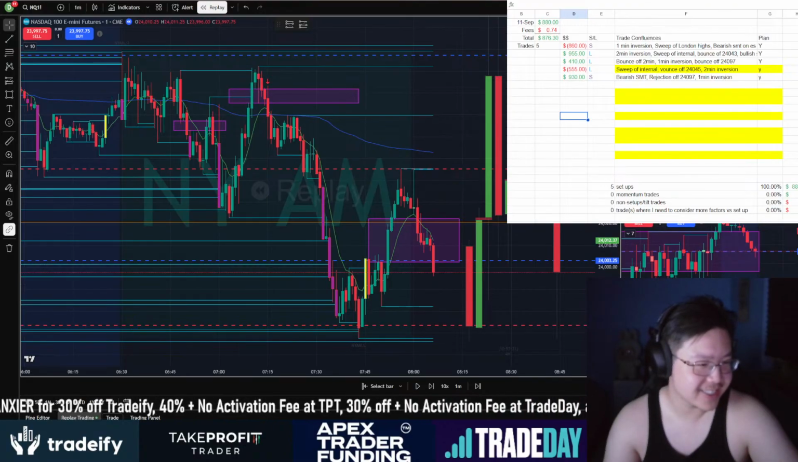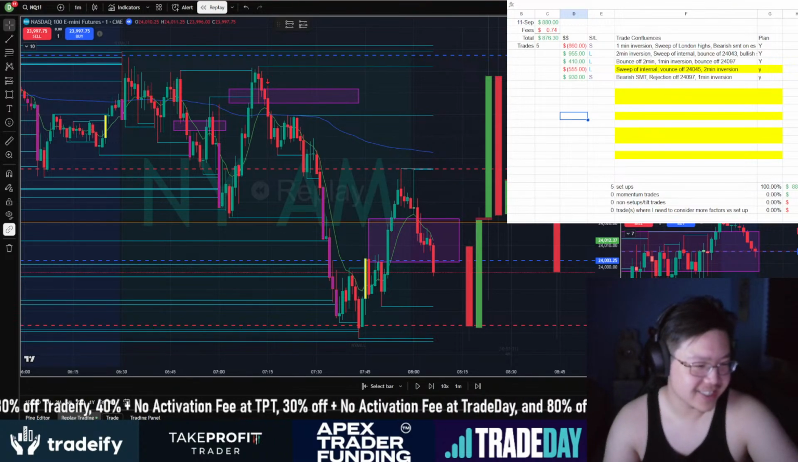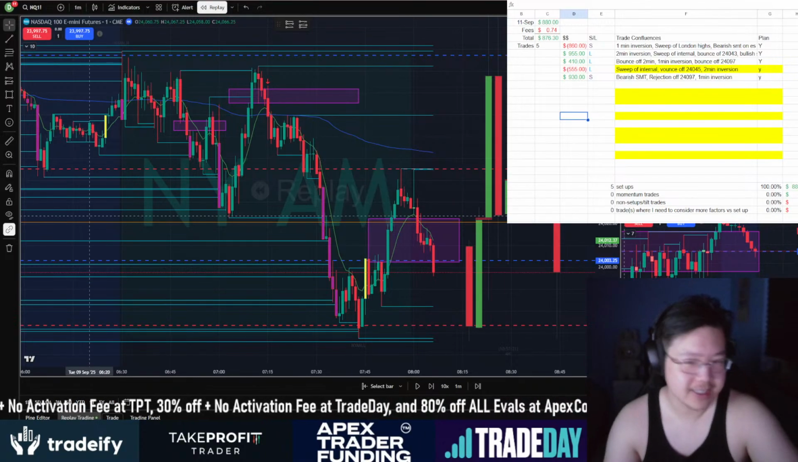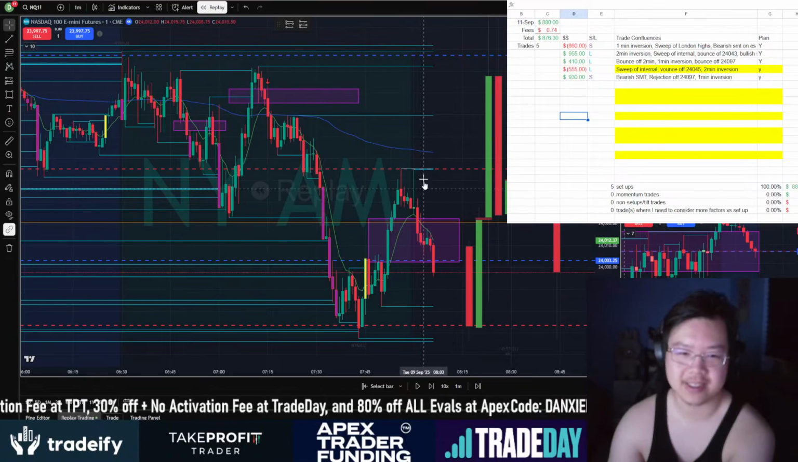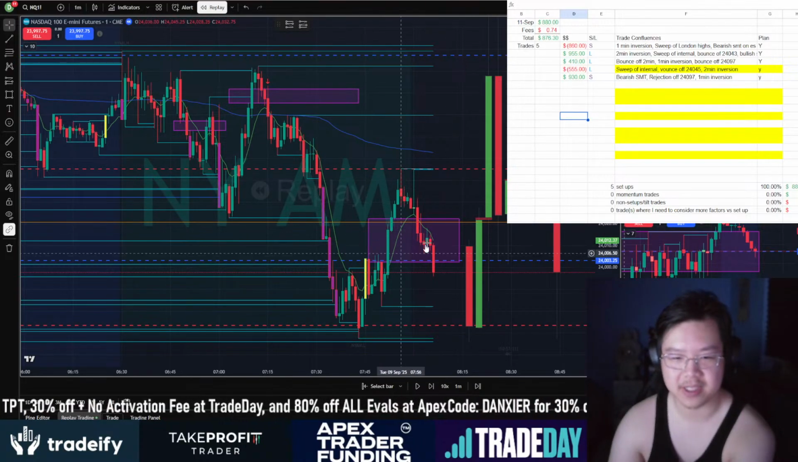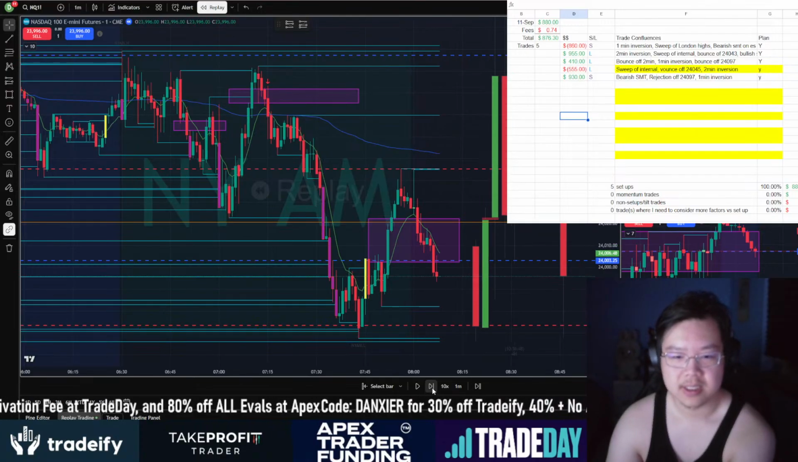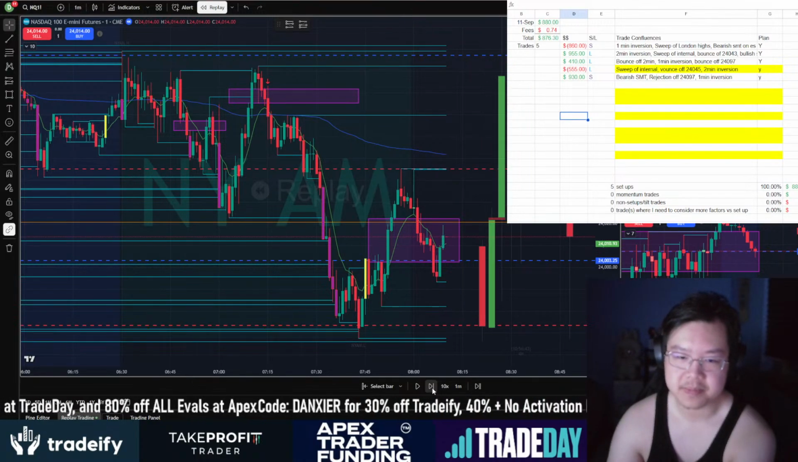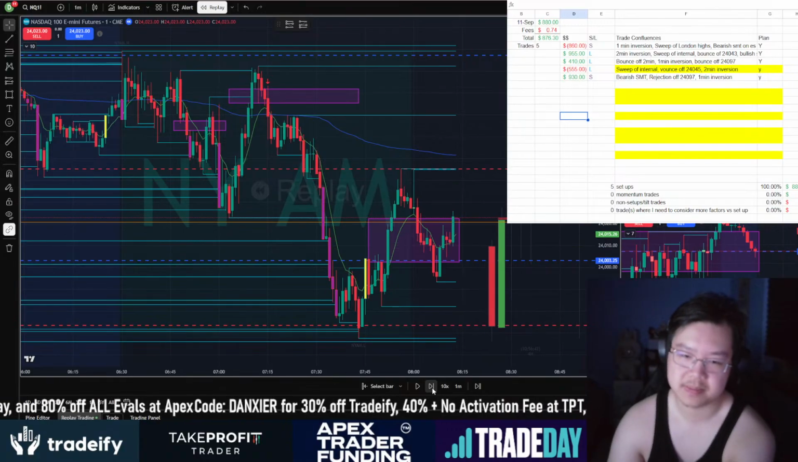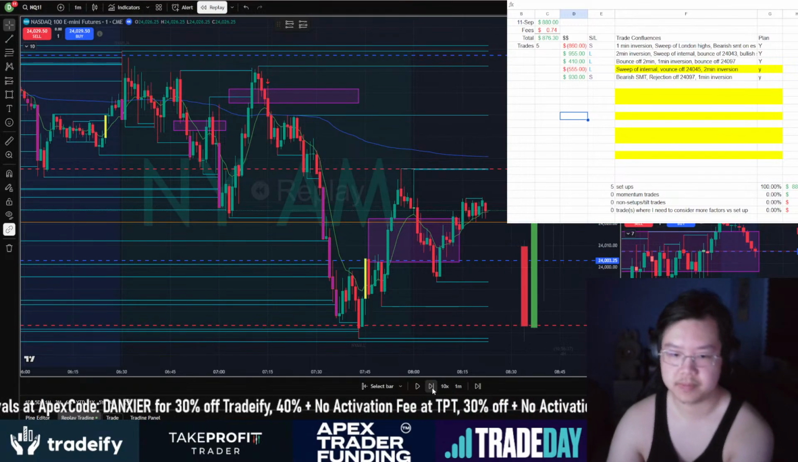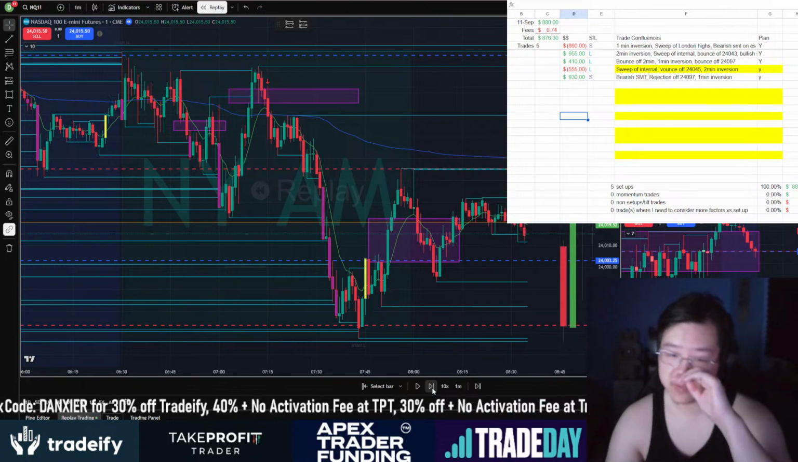806. Nothing, didn't sweep nothing, we're just rejecting off a level, pivot. I don't know, seems low probability. And then we just chop for the rest of the day.